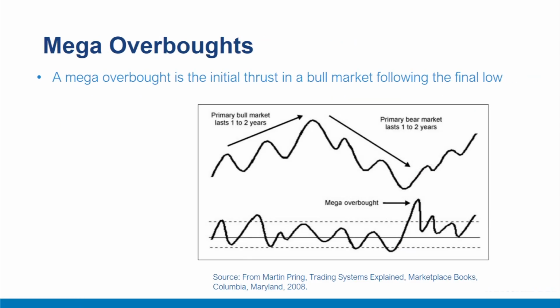There's a close connection between market sentiment indicators and the characteristics of oscillators. Since market sentiment differs widely during a bull and bear market, it follows that such variations are occasionally reflected in changing characteristics of momentum indicators as well, often referred to as mega overbought or mega oversold levels. A mega overbought like this is an initial thrust in a bull market following the final low. So this is the bear market, this is the final thrust in the bear market, and then this is the first initial thrust in the bull market, which is captured, and this mega overbought just captures this dynamics.